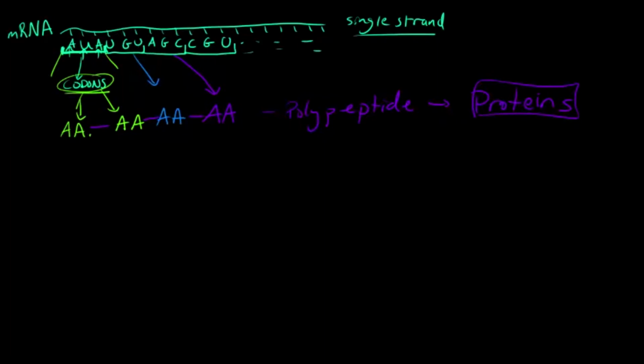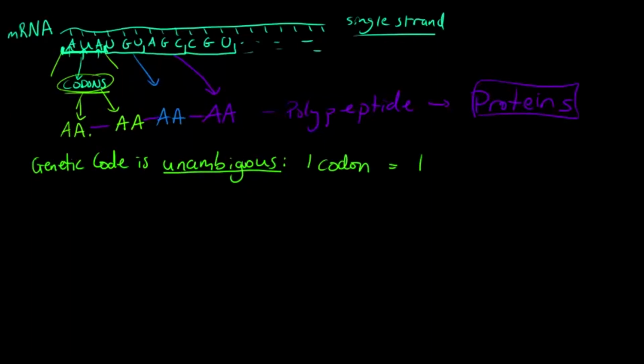Now, some terms you need to understand: the genetic code is unambiguous. I probably butchered this spelling. Unambiguous, what does it mean? It means that one codon codes for one amino acid. One codon codes for one amino acid, that's important. One codon cannot code for 2 different amino acids.